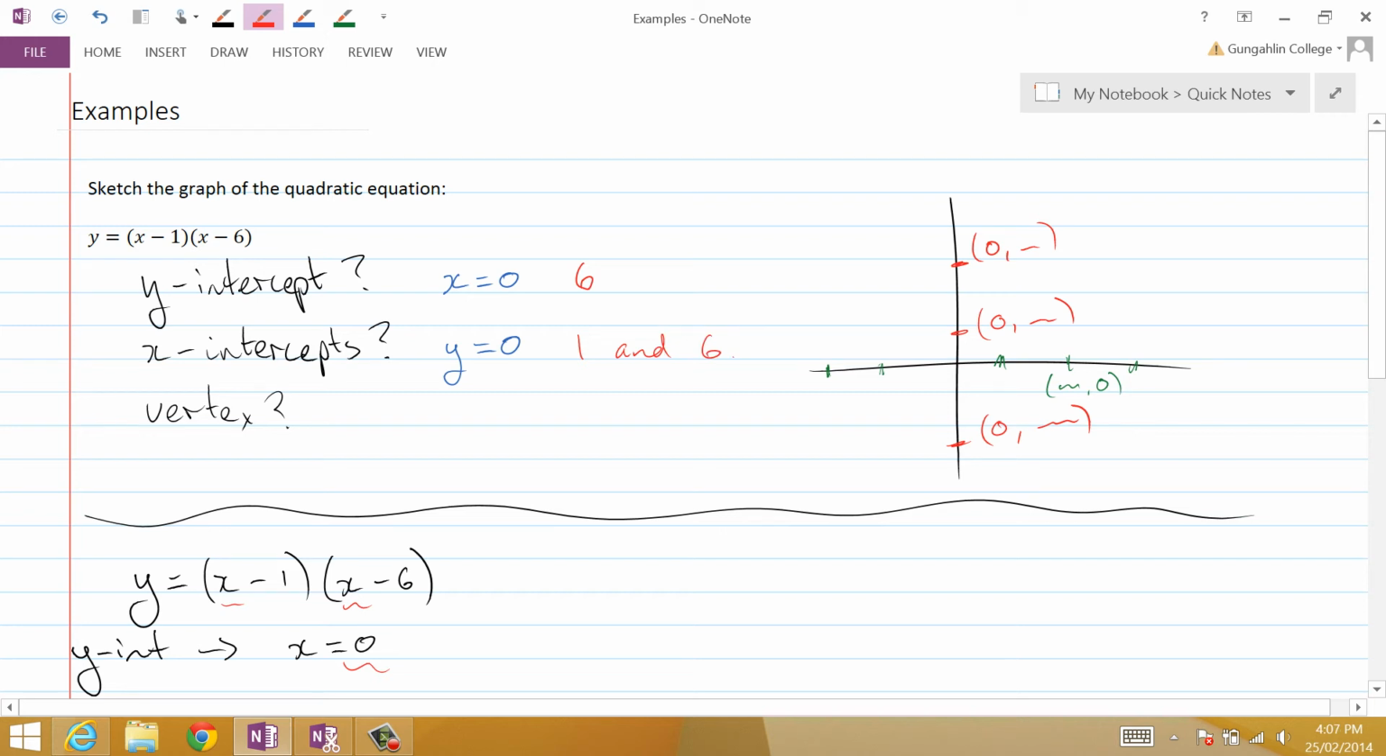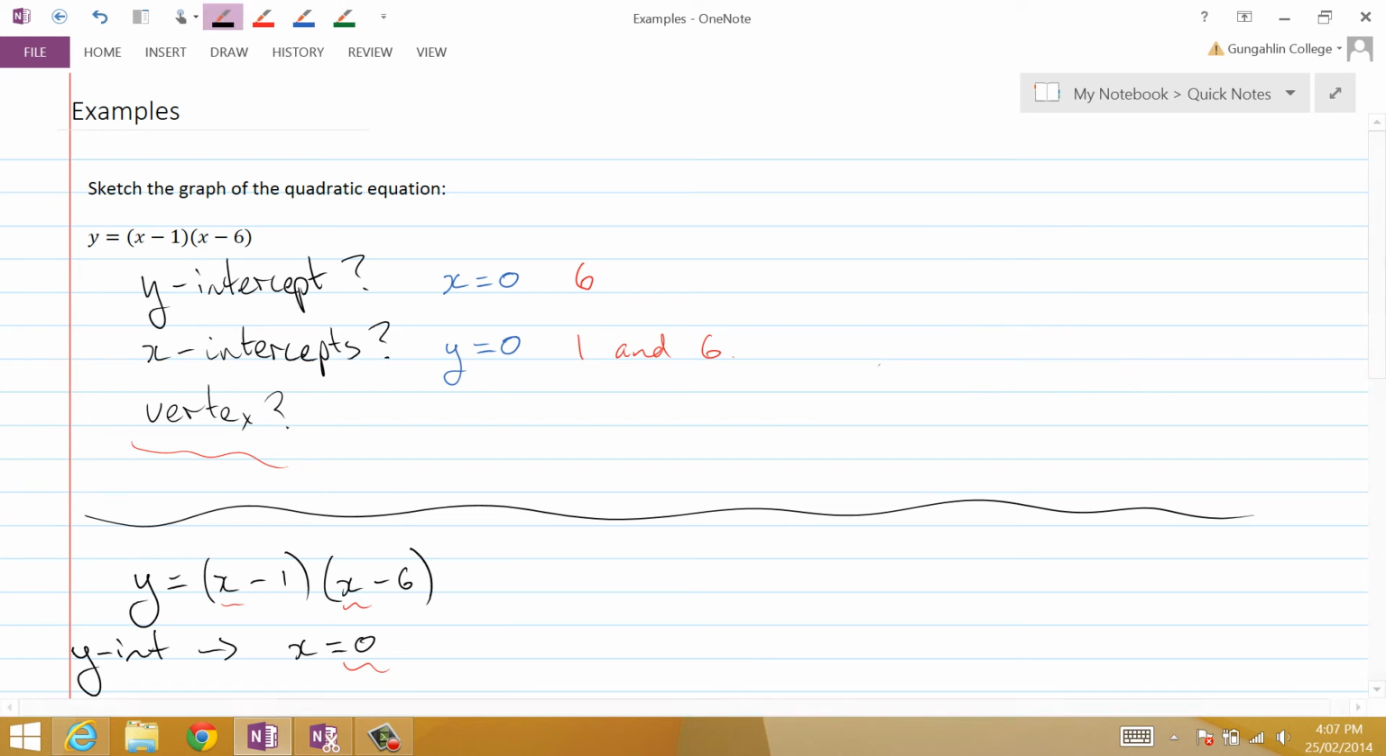The final question that I had about this was the vertex. Now, with equations in intercept form, there's not really very many nice ways of finding the vertex. It's a little bit harder than the others. But what we can do is use the symmetry of the parabola. Something we know about parabolas is that they are symmetrical down their middle.